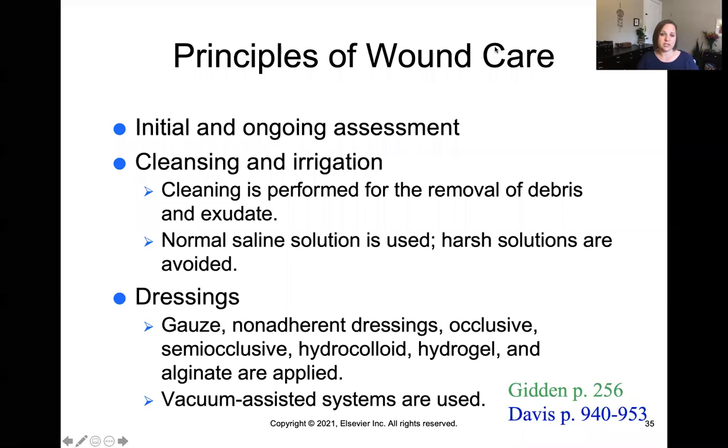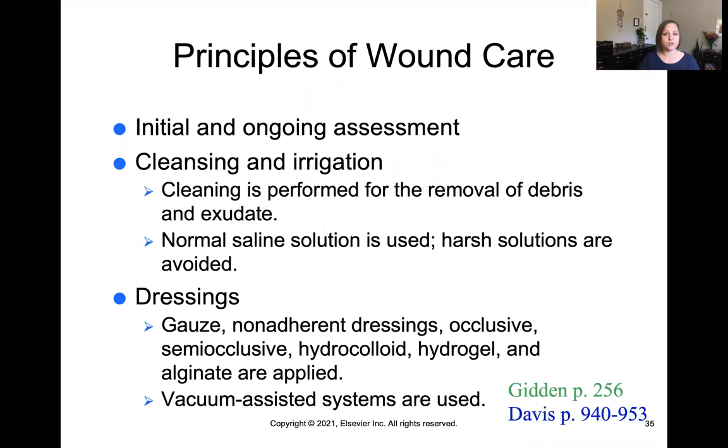Now, there are some things we need to talk about in terms of wound care. So you'll need to do initial and ongoing assessments of all wounds to track how they started and how they're progressing. In terms of cleaning, irrigating is when we are really flushing out an area of a wound. And that's typically used with just a normal saline solution. We really avoid harsh solutions because they can damage the wound bed itself. So typically just a normal saline to flush things away is appropriate.